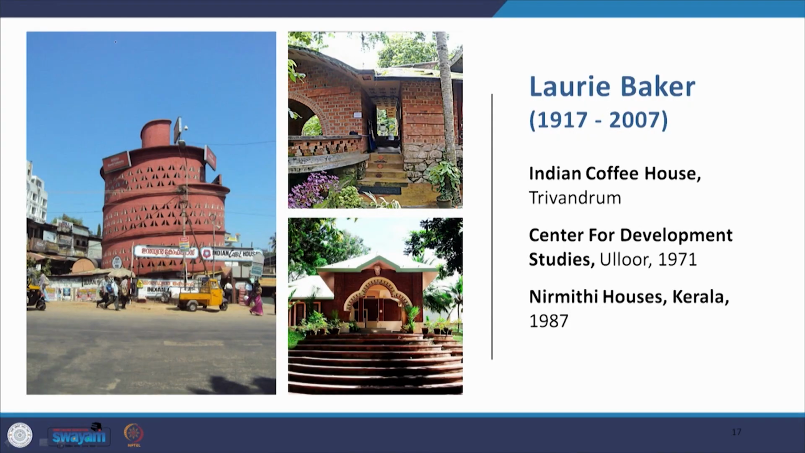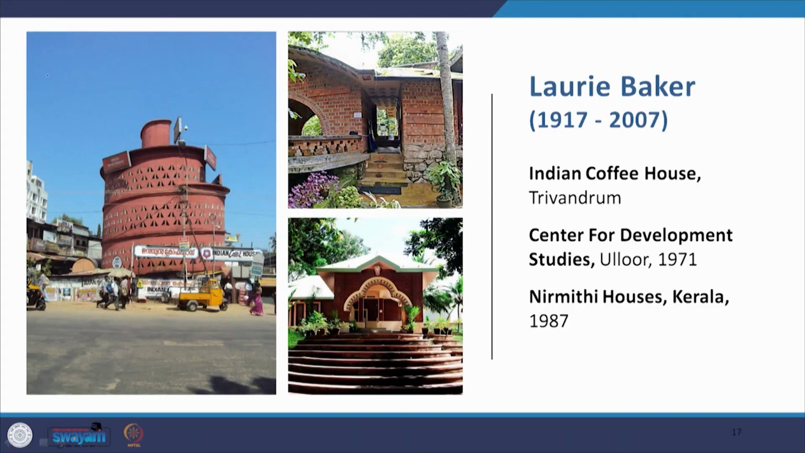Laurie Baker was from 1917 to 2007, and his works were predominantly in Kerala and heavily entwined with the vernacular architecture and with local materials and local construction technologies, use of local labor. And when we go on to study the iconic works by architects in India, we will again look at the works of Laurie Baker. For example, there is the India Coffee House in Trivandrum, there is the Center for Development Studies in Ullur, and then there are the Nirmiti houses in Kerala in 1987.